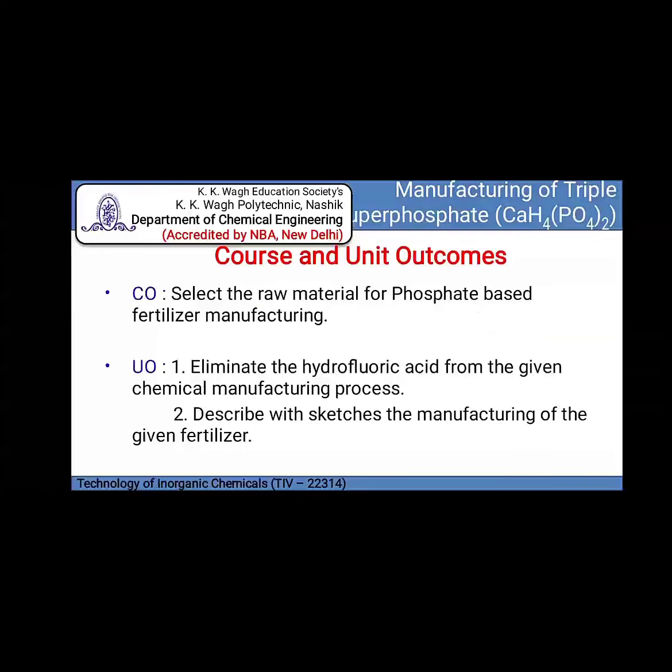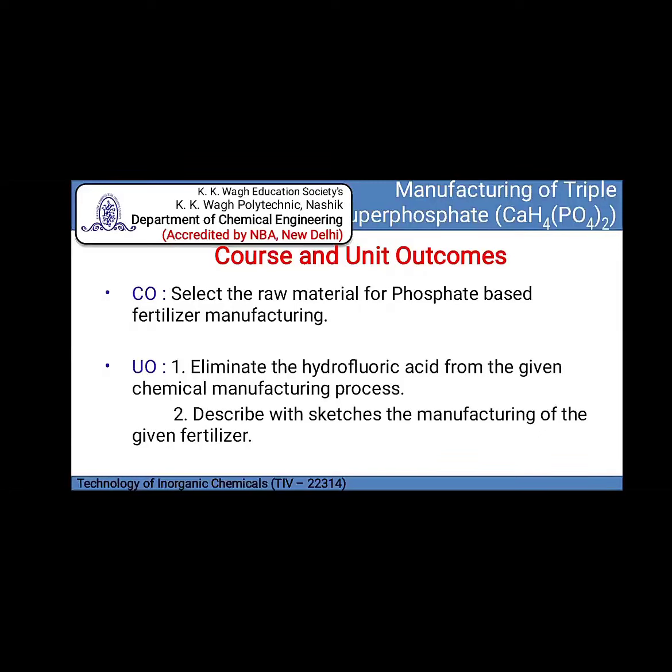The course outcome for this session is select the raw material for phosphate-based fertilizer manufacturing. Means at the end of this session, you will be able to describe raw materials, chemical reactions, process flow sheet involved in manufacturing of triple superphosphate, as well as the properties and uses of triple superphosphate.